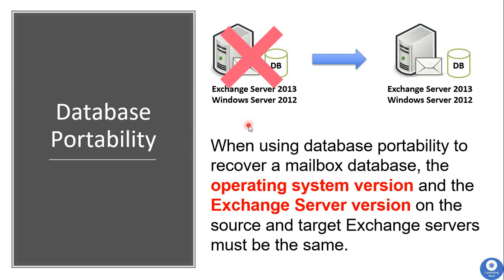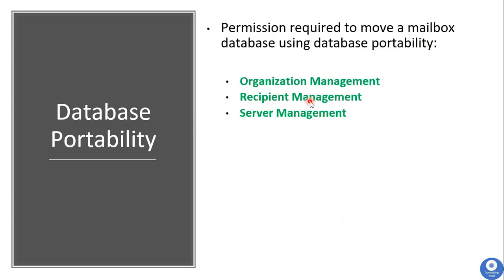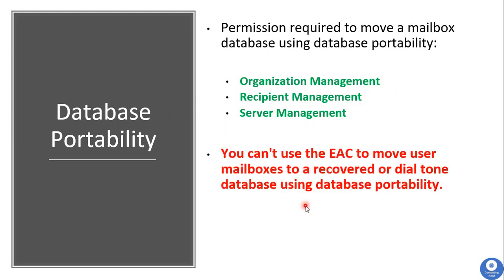And remember, if we lost the mailbox database on Action Server 2013, then we cannot recover that mailbox database on Action Server 2010 or on Action Server 2016. It has to be recovered on the same version of Action Server, that is Action Server 2013. These are the permissions required before you perform this database portability action. Your admin account must be a member of these Active Directory groups: organization management, recipient management and server management. And you cannot perform this task from the Exchange Admin Center from start to end. We have to perform this from Exchange Management Shell only.